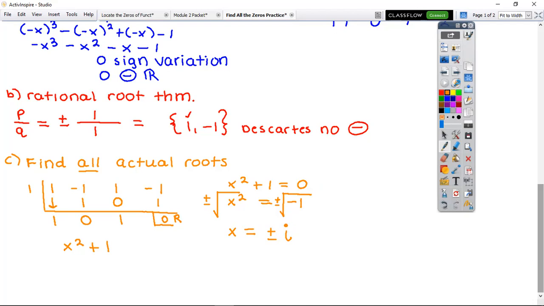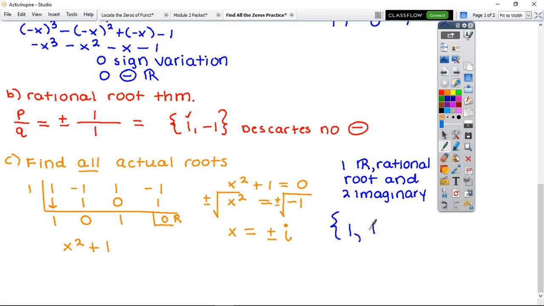So now let's just summarize all of our answers. So in this particular question, we found that we had 1 real rational root at 1. So 1 real rational root and 2 imaginary. And our answers were +1 and then plus and minus I. So again, you have 3.